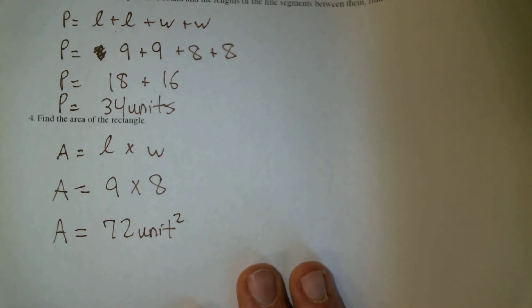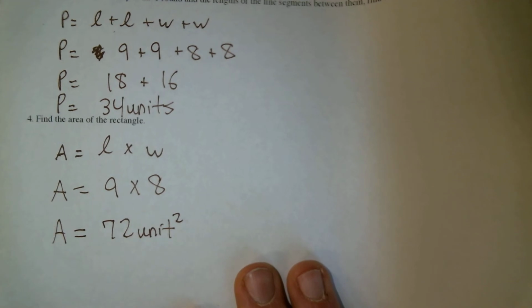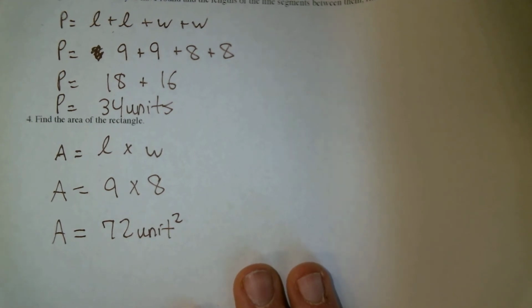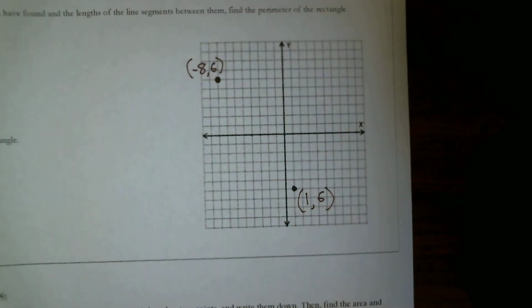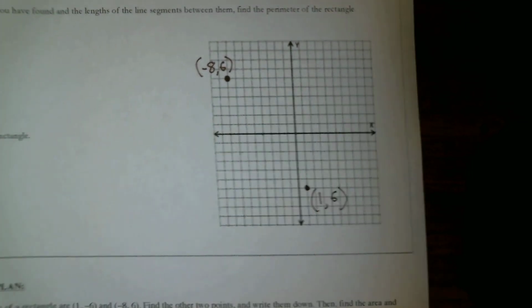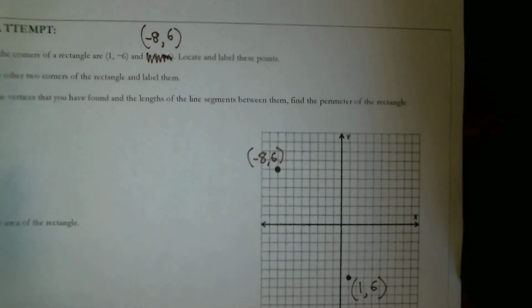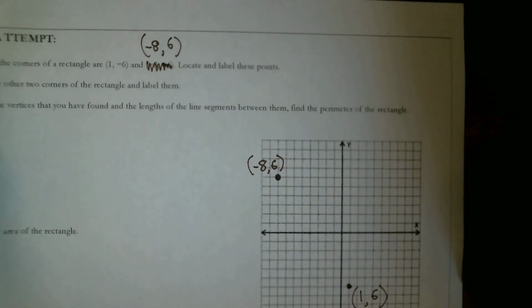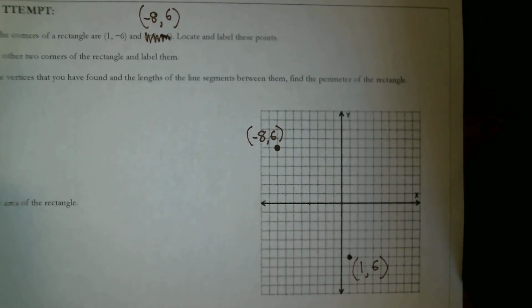72 square units. So on the very next page, you will see another example for you to try, kind of in the same way. You're given 2 coordinates on the solo attempt. Try to create your rectangle, and then try to find the perimeter and the area of that object. So go ahead and pause right now, do your solo attempt, come back, watch the video to see what the answer to the solo attempt leads you to.